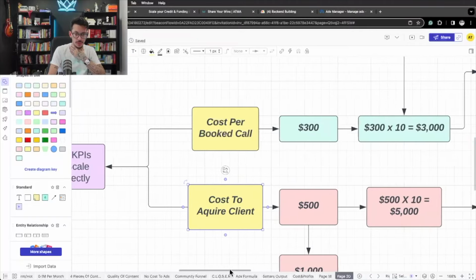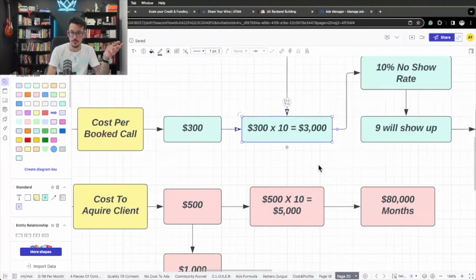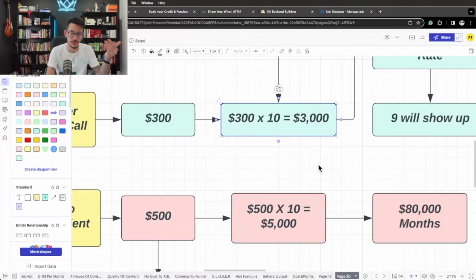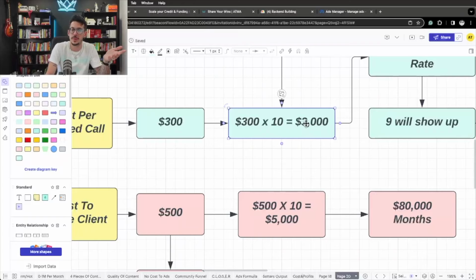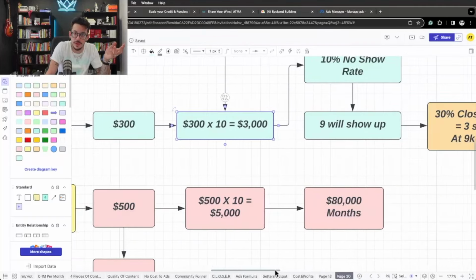Now, once you know your cost per booked call, you can just say, okay, if it costs me $200, $300, whatever it may be, if I want to get 10 people in front of me, I've got to spend $3,000. It could be, like I said, 10% off, 20% off. Maybe instead of spending 3,000, you spend 3,500. It doesn't really matter as long as everything makes sense.